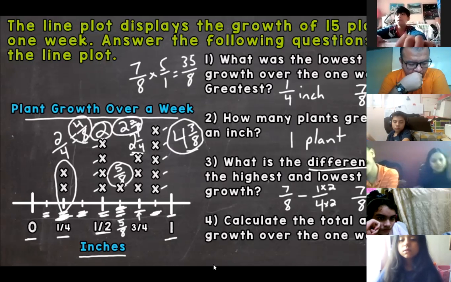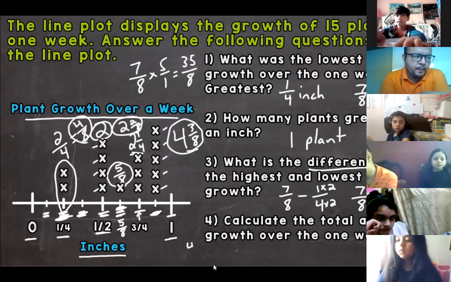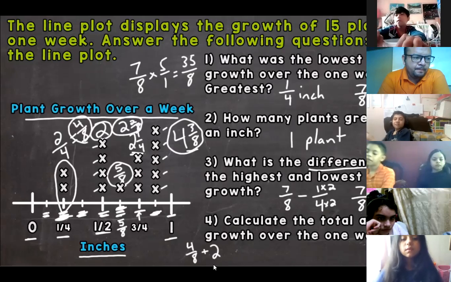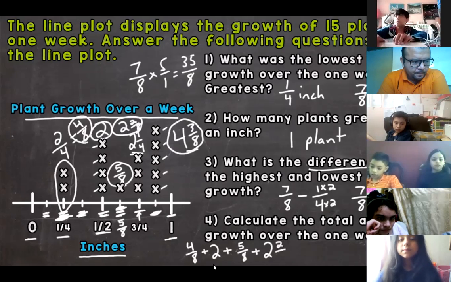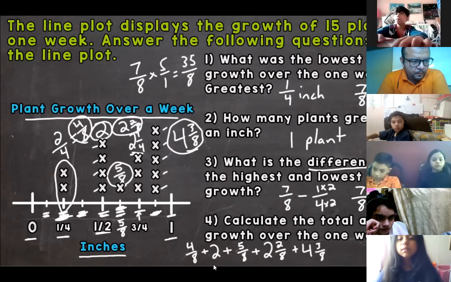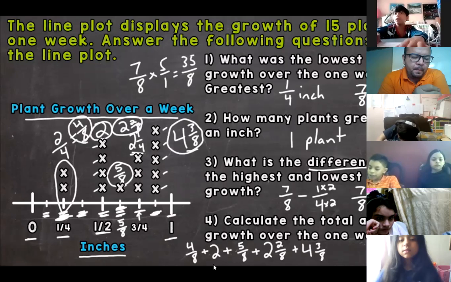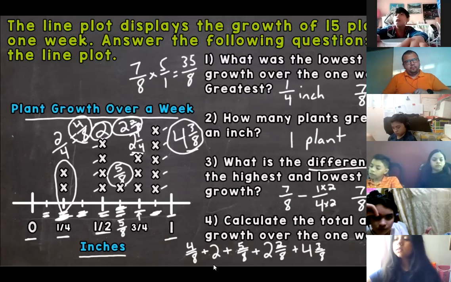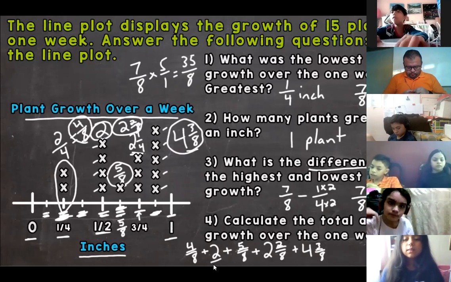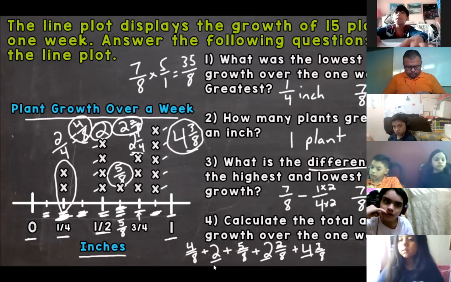All right, so we need to do 4/8 plus 2 plus 5/8 plus 2 2/8 plus 4 3/8. So I'm going to add all my fractional parts first, which would be 4 right here, plus this 5 is 9, plus 2 is 11, plus 3 is 14/8 is my fractional part, and my whole number part is 2 plus 2 plus 4, which gives me 8.